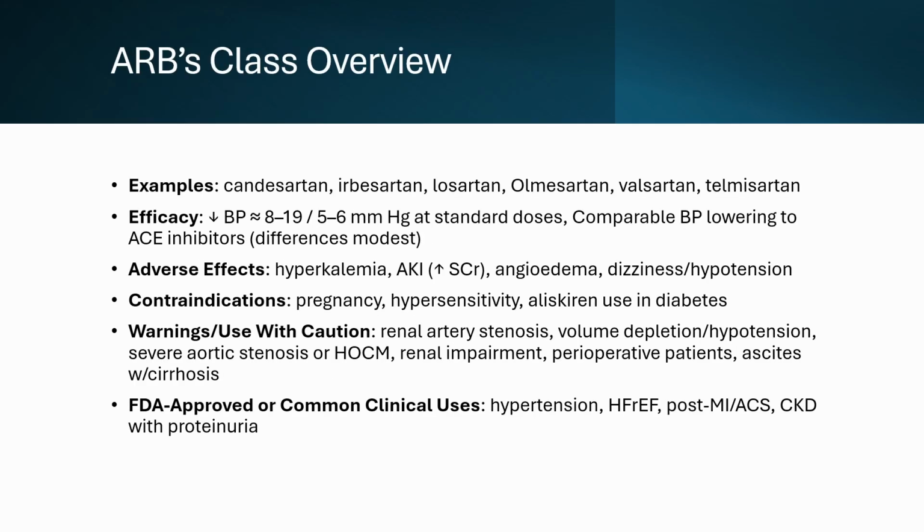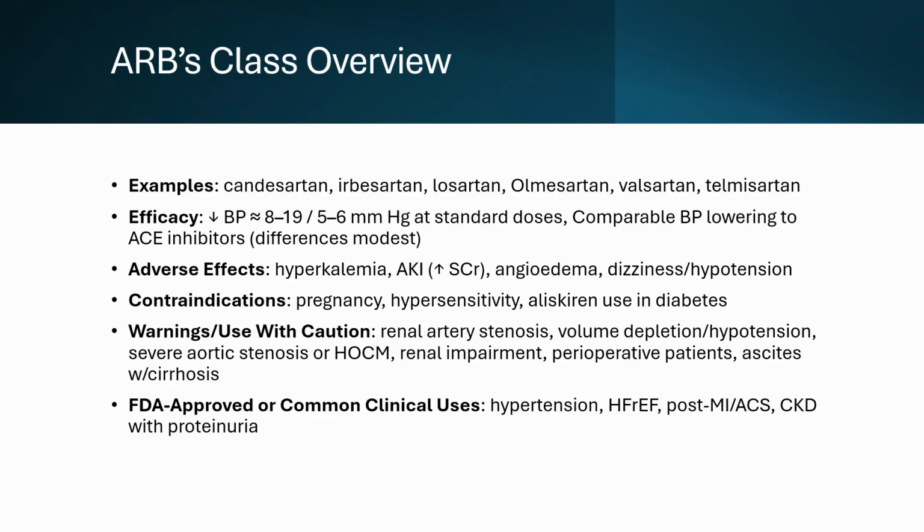Examples of ARBs include candesartan, losartan, and valsartan. I'll go over a handful of the ARBs in this video. There are currently 8 approved ARBs available in the US. ARBs reduce blood pressure by about 8 to 9 millimeters of mercury for systolic and 5 to 6 millimeters of mercury for diastolic at standard doses in patients with hypertension.